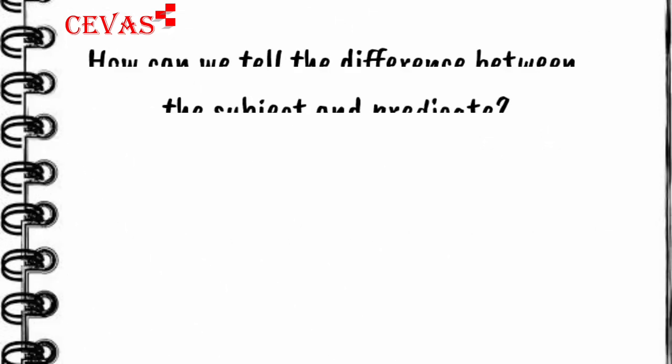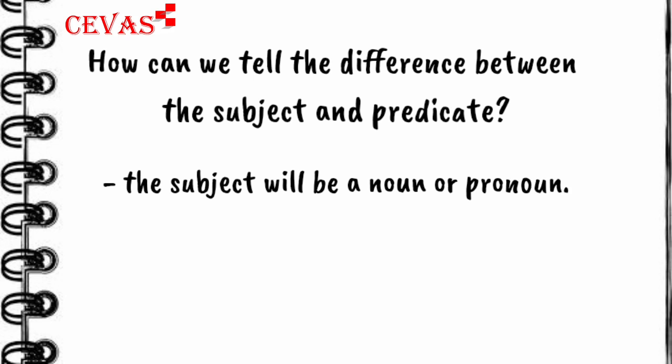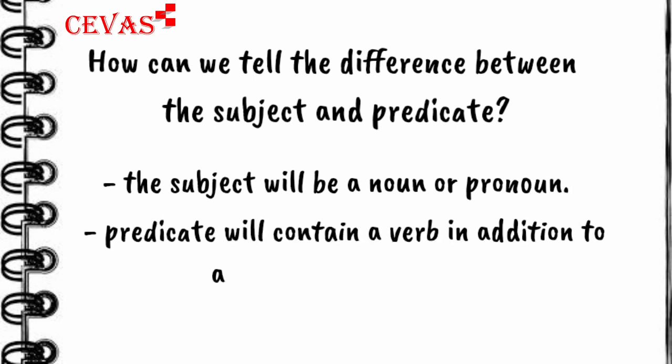Interesting. Now, how can we tell the difference between the subject and the predicate? One way to remember the difference between the two is that the subject will be a noun or pronoun. The predicate will contain a verb in addition to a possible modifier.